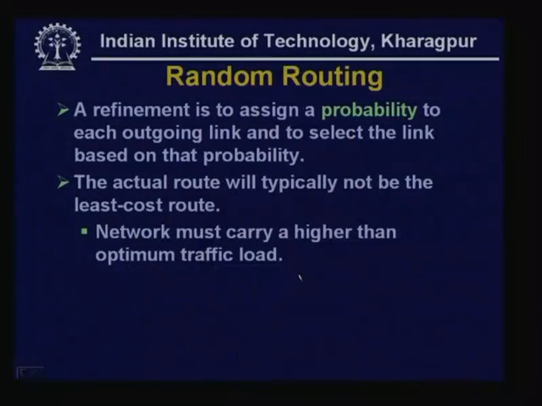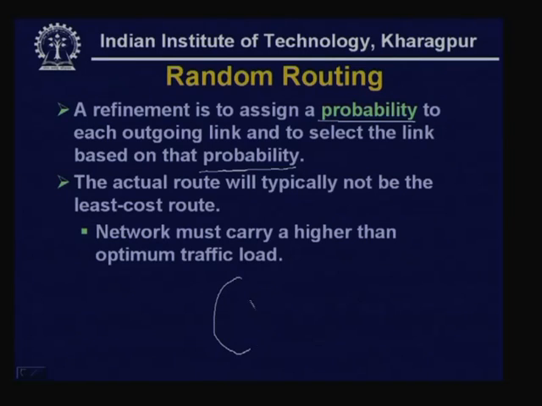So, in this case it will distribute the load evenly on different links, but unfortunately this has a limitation. The limitation is that some of the packets may get forwarded in the direction of the source rather than the direction of the destination. That can be overcome by using some approach, or another refinement is to assign a probability to each outgoing link and to select the link based on probability. That probability can be computed based on maybe data rate.